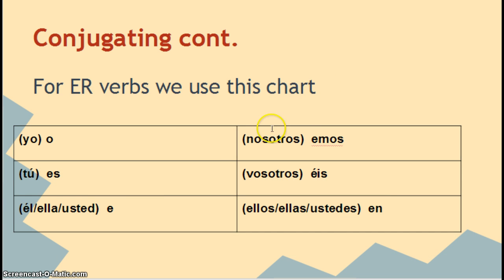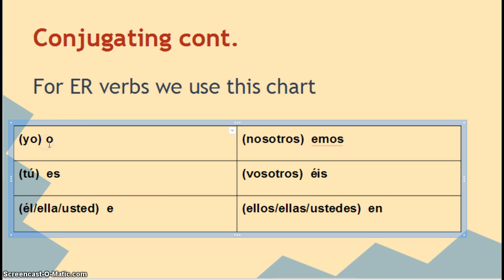ER verb, we use this chart. The ER verb we've been using for our examples is comer, which means to eat. So if I wanted to say I eat, como, you eat, comes, he, she, or you formal eats, come, nosotros comemos, vosotros coméis. Oops, sorry about that. And they, or you all is comen.